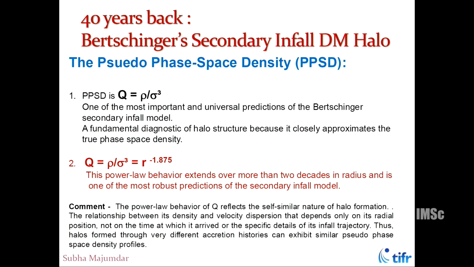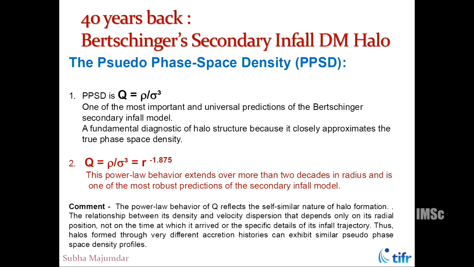And the interesting thing is that this pseudo phase space density is also a power law with a fixed, very specific number, r to the power minus 1.875. And this extends over 2 or 3 orders of magnitude in radius, from the very center to the virial radius and beyond. Now this is where the most important analytic model of structure formation of halos gives.